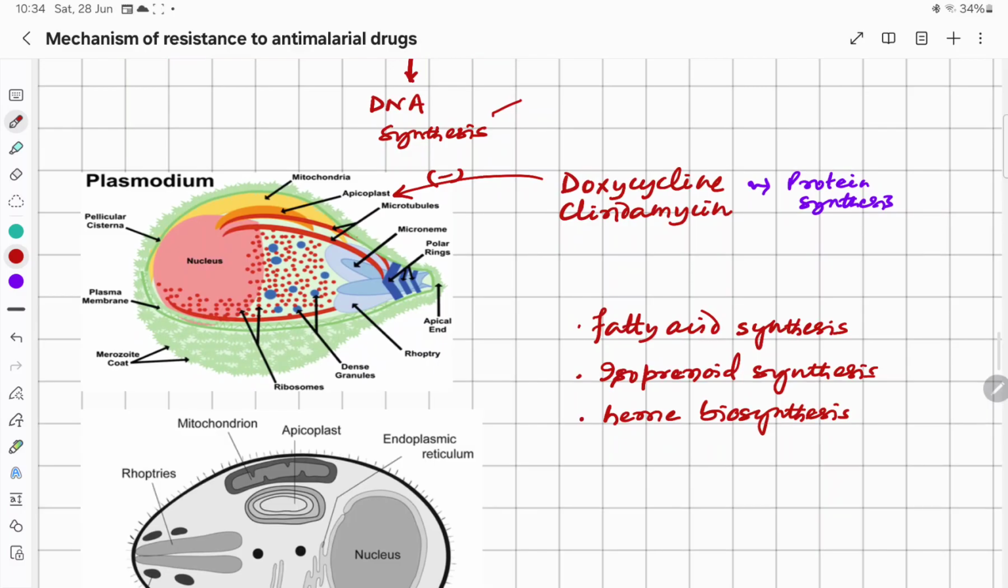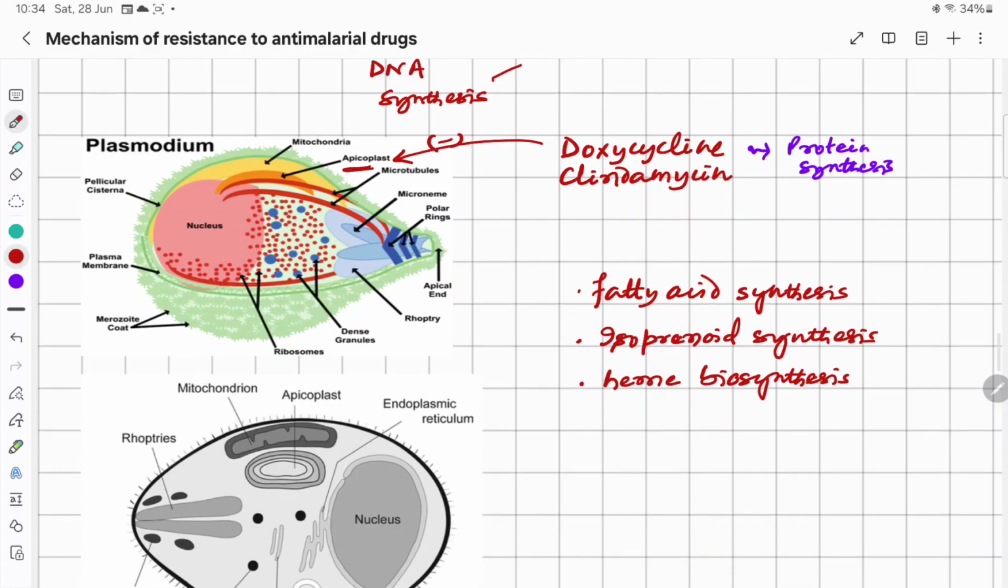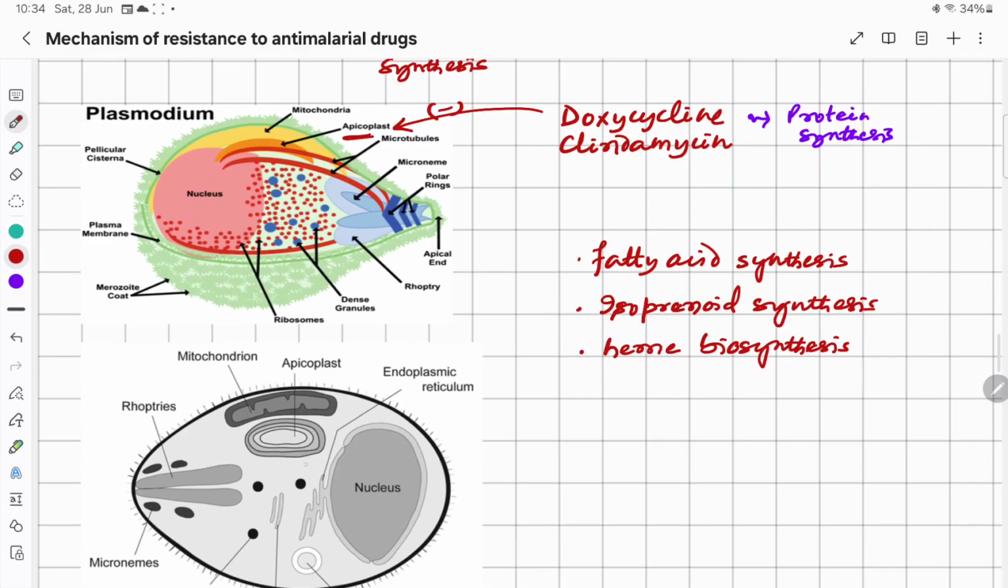Then the Plasmodium, the malarial parasite, has another organelle, that is the apicoplast. The apicoplast is a four-layered non-photosynthetic plastid, which has its own ribosomes, and by using these ribosomes, they synthesize the proteins required for its survival. Besides that, the apicoplast also has functions in fatty acid synthesis, isoprenoid synthesis, heme biosynthesis.